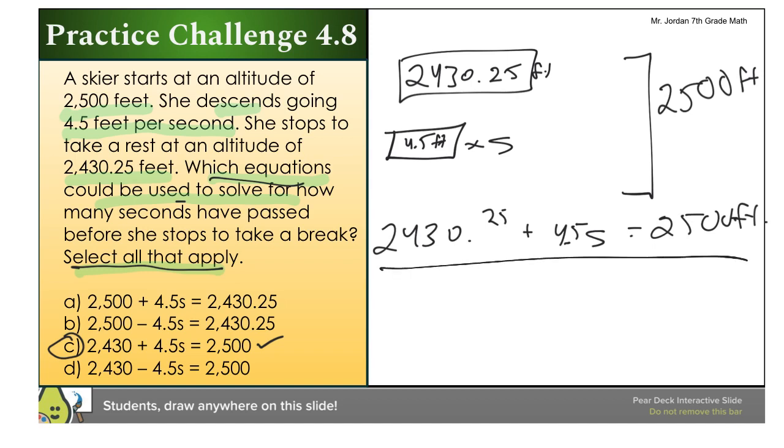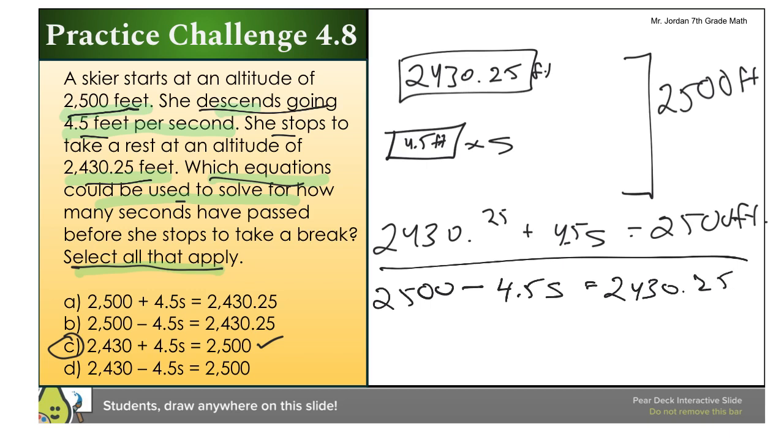Just reading the question as it is, it starts off with an altitude of 2,500 feet. If I start off with 2,500 feet, she descends, going 4.5 feet, so that would be subtracting 4.5 feet per second. Then she stops to take a rest, so that's going to equal 2,430.25. So just reading it as it is, I see that this exact equation would be B. So those are my two equations that I can find.